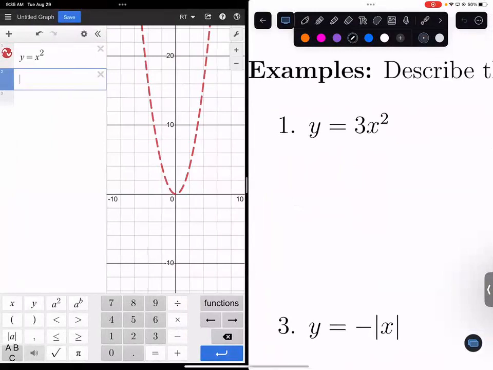All right, what do we think y equals 3x squared ought to look like? x squared, so that general shape, but then stretched by a factor of 3. So what is that going to look like? How's that going to compare?